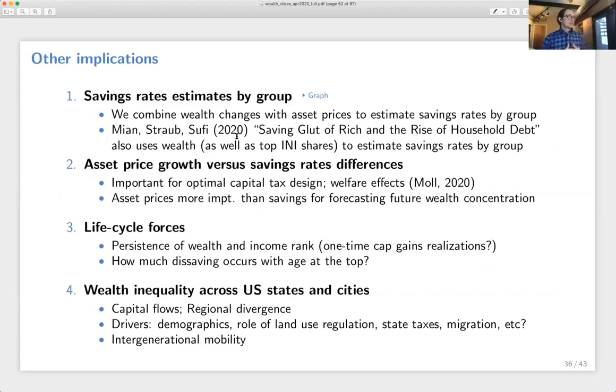Started to talk about life cycle forces, the persistence of wealth and income rank. We have a bit on that. I'd like to do more going forward. And then also this stuff about wealth inequality across states and cities. I think there's really interesting work that could be done thinking about regional divergence, capital flows, how elastic the supply of capital is to changes in local tax policy. It's not in the paper, it's just sort of future avenues.